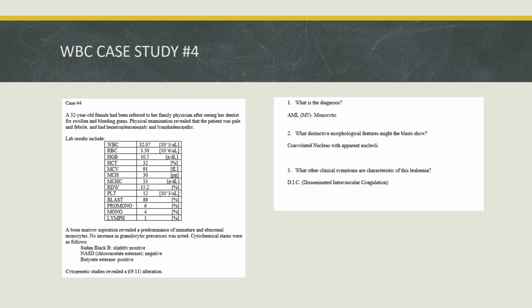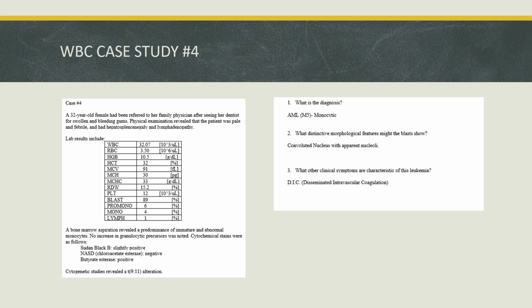Okay, case study number 4. A 32-year-old female had been referred to her family physician after seeing her dentist for swollen and bleeding gums. Physical examination revealed that the patient was pale and febrile, so she had a fever, and had hepatosplenomegaly and lymphadenopathy. So this patient has an enlarged liver, spleen, and swollen lymph nodes.